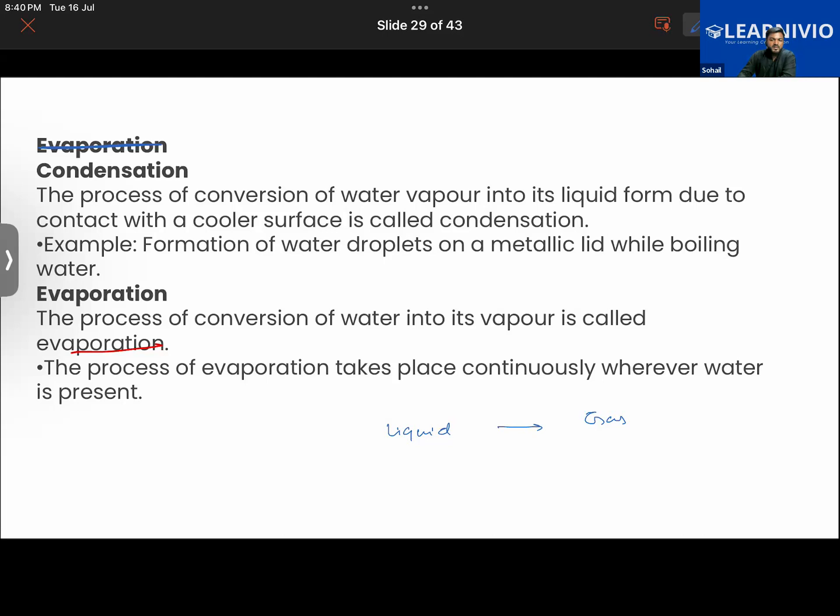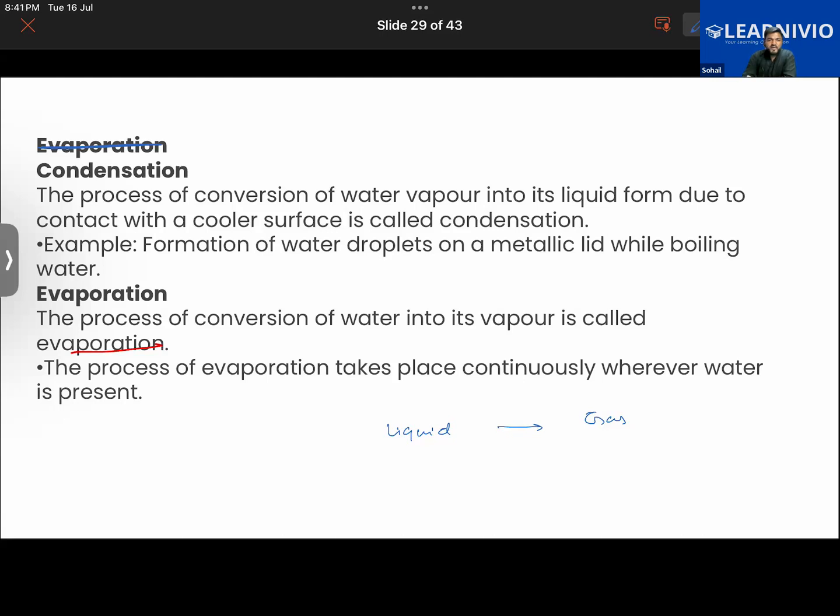Like, sir, when there are small puddles of water on the road, after some time they will turn into water vapor and disappear, with the heat of the sun. Exactly. So water can evaporate at any temperature.